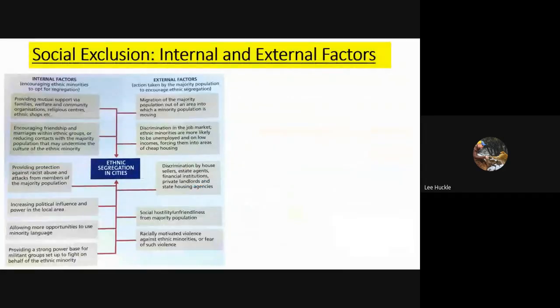So you'd have looked at this very nice diagram here to show the internal and external factors of ethnic segregation in cities. So on the left-hand side, you've got the internal factors which are encouraging ethnic minorities to opt for segregation. And then on the right-hand side, the external factors. So action taken by the majority population to encourage ethnic segregation. So remind yourselves of these very important points here.